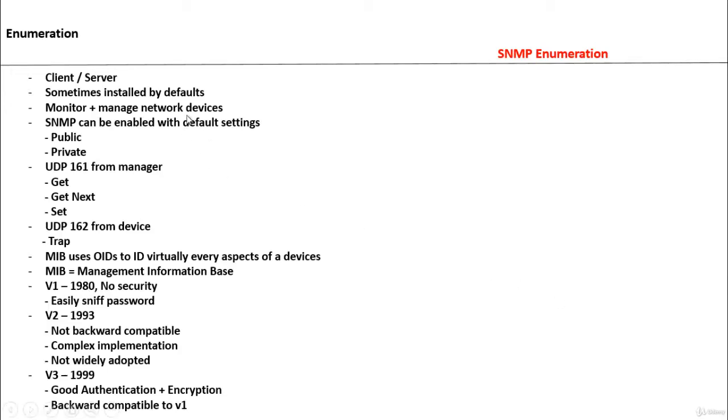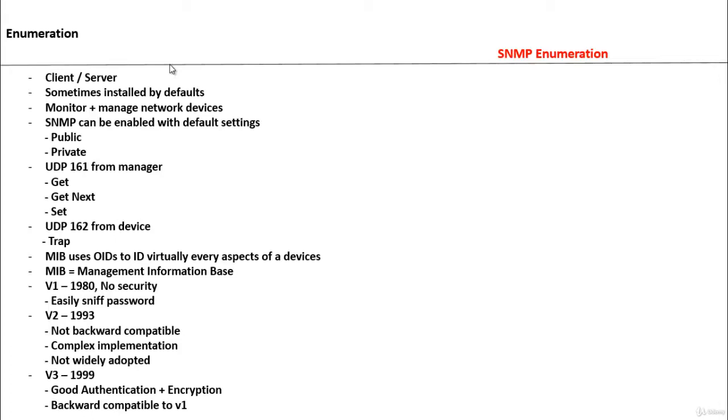Sometimes SNMP is installed by default in network-based or computer-based devices. SNMP is mainly used to monitor or manage network devices. SNMP can be enabled with default settings. It has two communities, public and private. SNMP works on the UDP protocol at the transport layer of the OSI model.